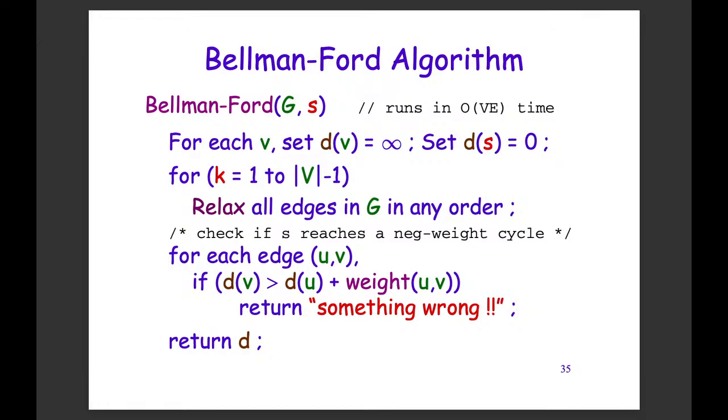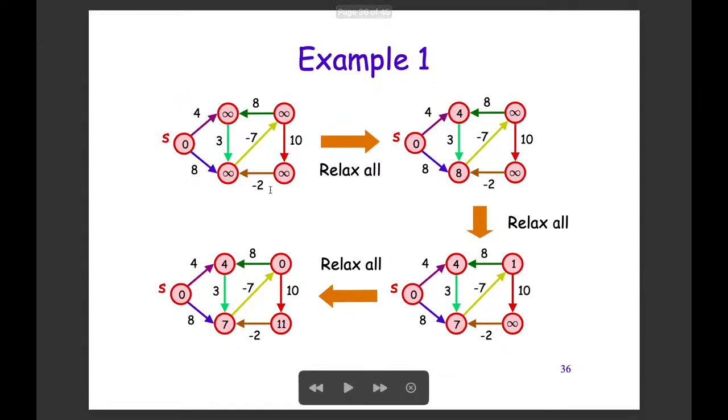The algorithm is very easy. Don't worry about this graph, because I can just simply tell you how it runs. We look at a certain graph, initially set the shortest distance from S to itself to be 0. Then in the first round, we perform relax all. That means we are relaxing each vertex one by one. This is called one round.